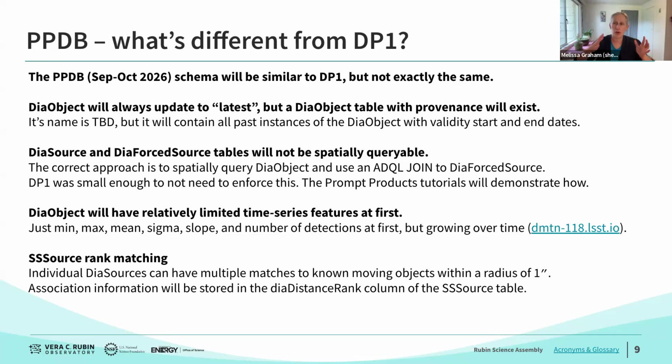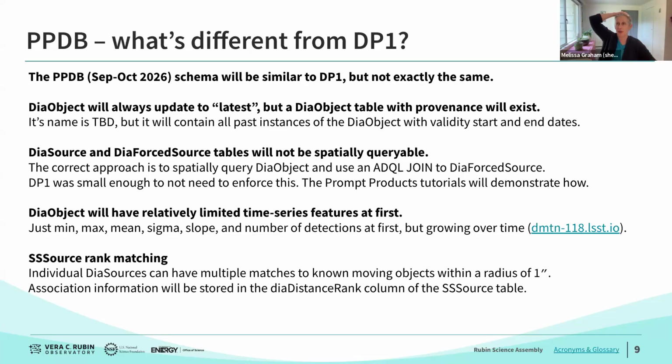It's been pulled back a bit so that the prompt products database processing time, the DI object processing time, remains low. But the number of time series features that are going to get recalculated on the fly is going to grow over time. And there's a data management tech note, number 118, that describes the vision for some of the time series features that are going to be added to the prompt processing pipeline over time.